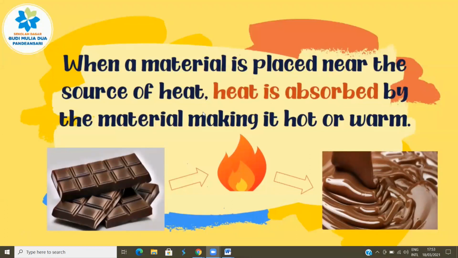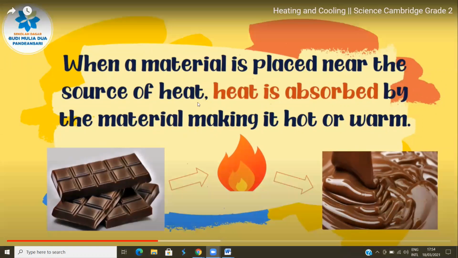So from the demonstration, we already knew that when a material is placed near the source of heat, heat is absorbed by the material, making it hot or warm. Then I will continue and ask. So all the time you are with me, okay? I will ask one student in each turn. That is the turn of Aoun Ashraf. How are you, Aoun?